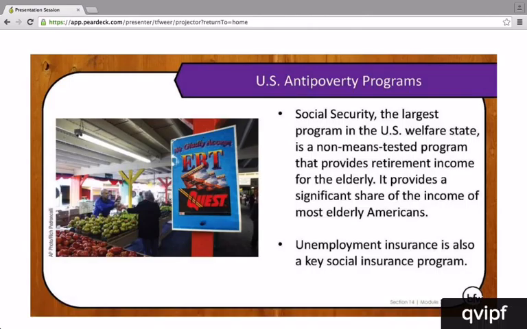Then there are Social Security programs and unemployment insurance. High-profile programs that are non-means tested include Social Security and unemployment insurance. Social Security was designed to guarantee retirement income for senior citizens, but also includes payments for disabled workers and survivors of working adults who die.